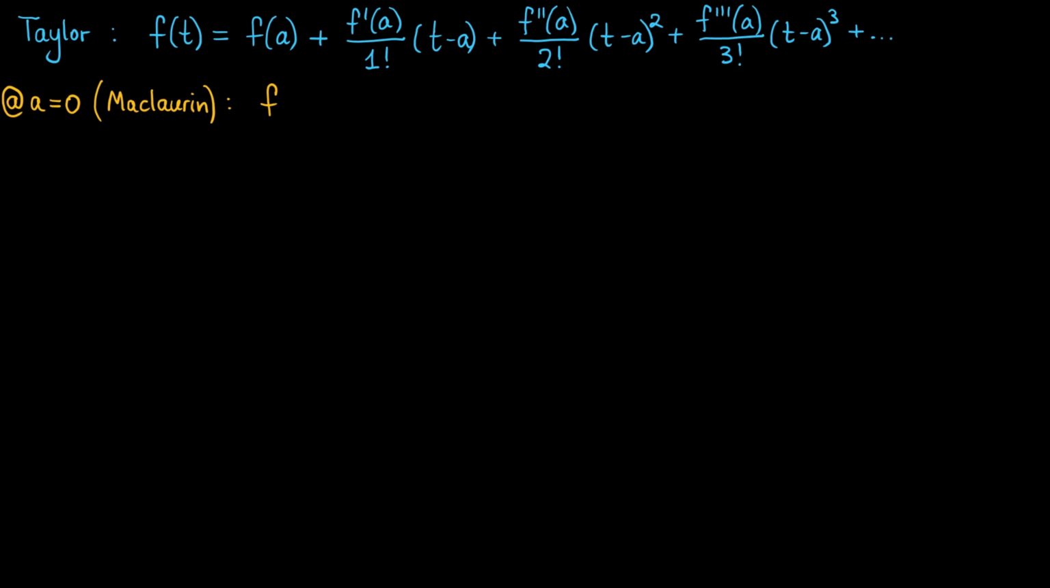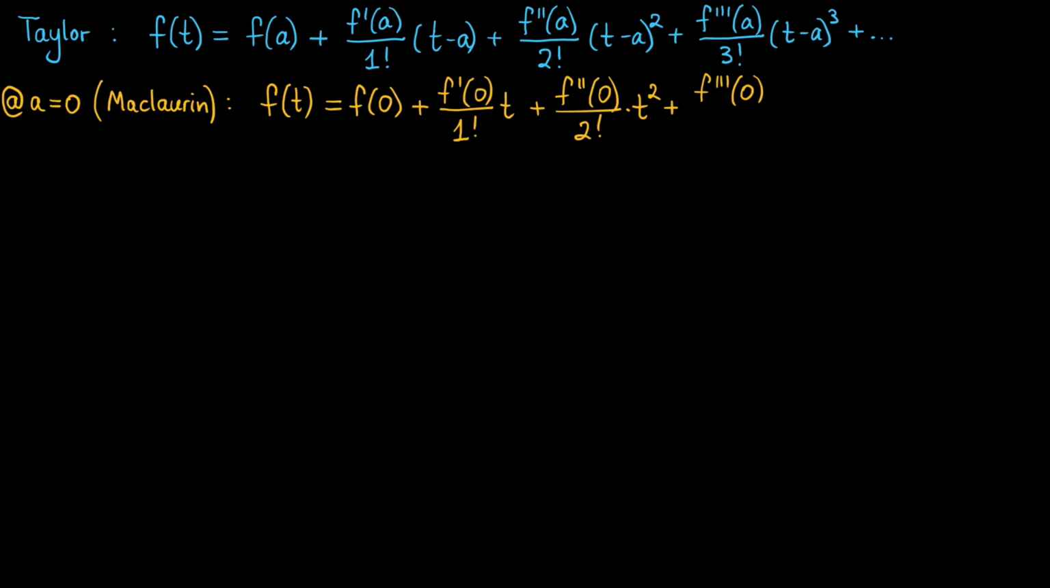So in that case, the expansion would be f of t equals f of 0 (we're just replacing 0 for a) plus f prime evaluated at 0 over 1 factorial times t, plus the second derivative of f evaluated at 0 over 2 factorial times t squared, plus the third derivative of f evaluated at 0 over 3 factorial times t cubed, plus and so on and so forth.